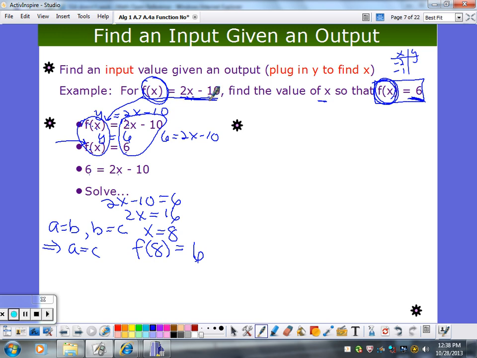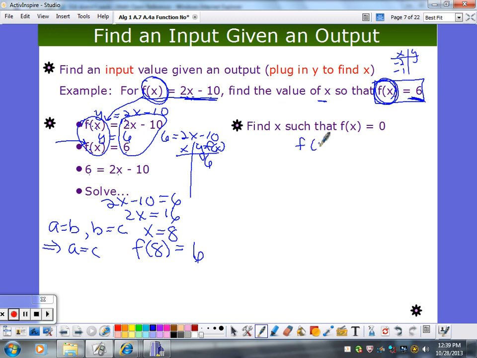I worked backwards. You can think of a table. Maybe that helps. And I'm going to call y is f of x. So it's saying f of x is 6. So now go ahead and replace or find x. Let's try another one. So find x such that f of x equals 0.